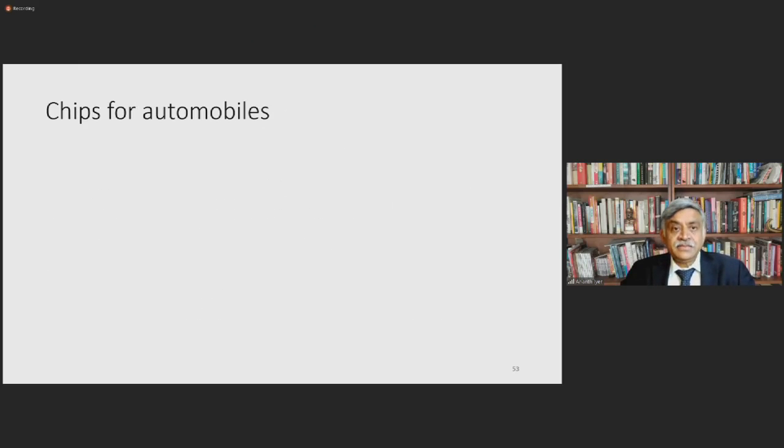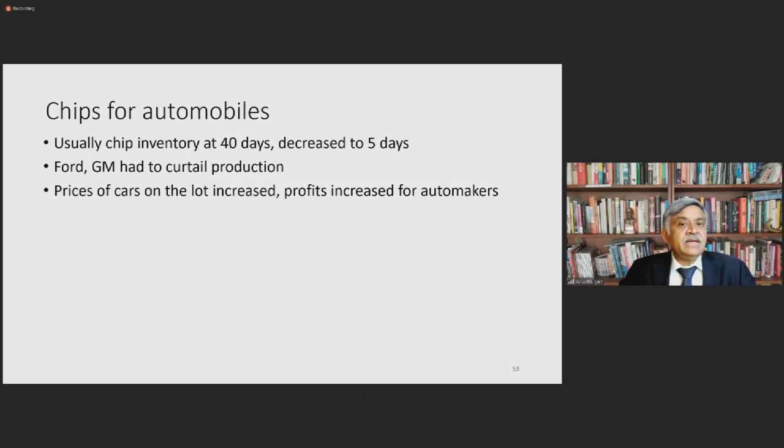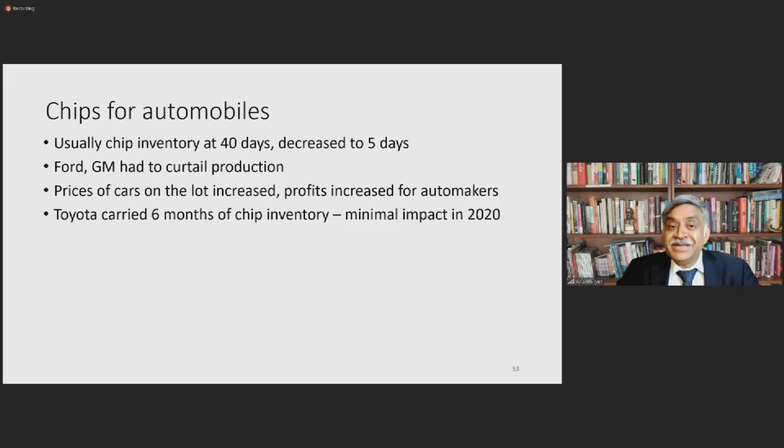Next slide, please. So I wanted to talk a little bit about chips for automobiles, and Ed, you can click through the various things here. Usually chip inventory is about 40 days. And in many companies, it had decreased down to 5 days. Ford, General Motors had to curtail production, but I do want to get you to think about one little detail. Even though they curtailed production, their profits increased, okay? Now you might say, how did that happen? They sold fewer units, but they had to discount a lot less. So cars on the lot were selling closer to list price.